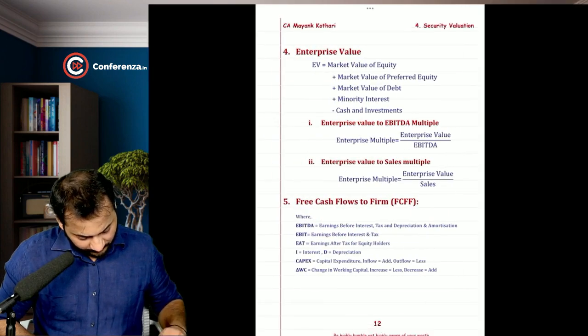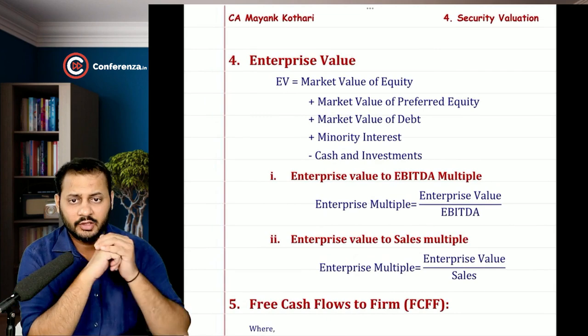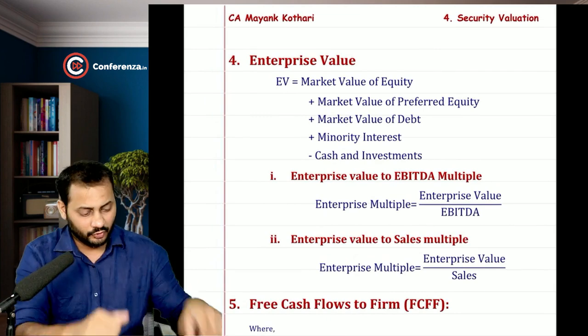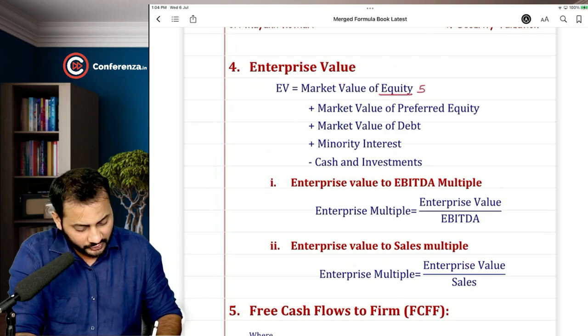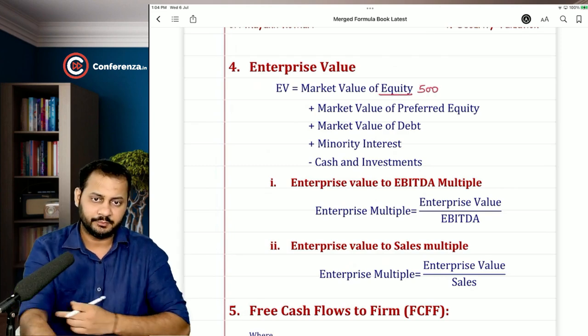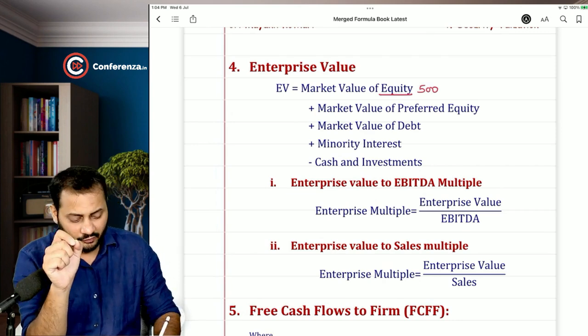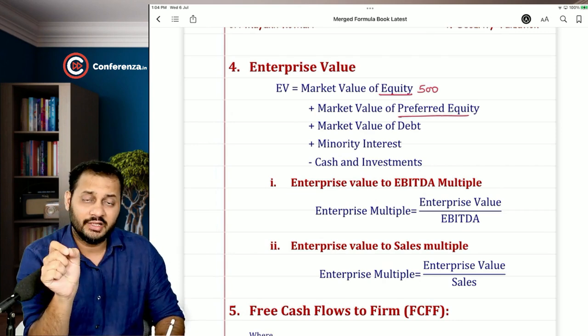Come down to page number 12 of the formula book. If you can see here, enterprise value has this formula where you will start from the market value of equity. That was 500 crore in our example. Okay? Then market value of preferred equity is a liability that you are buying.